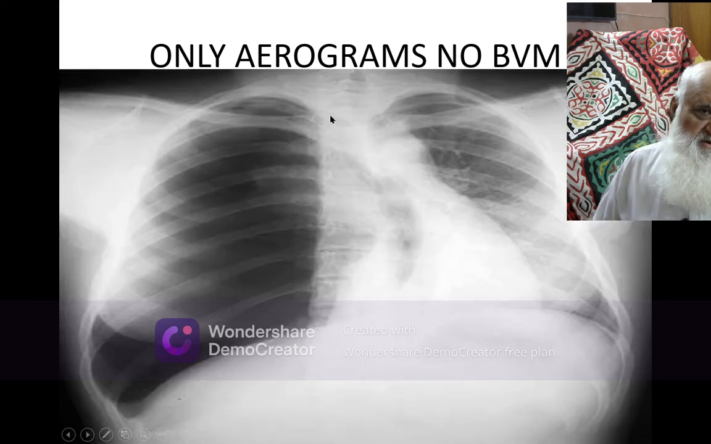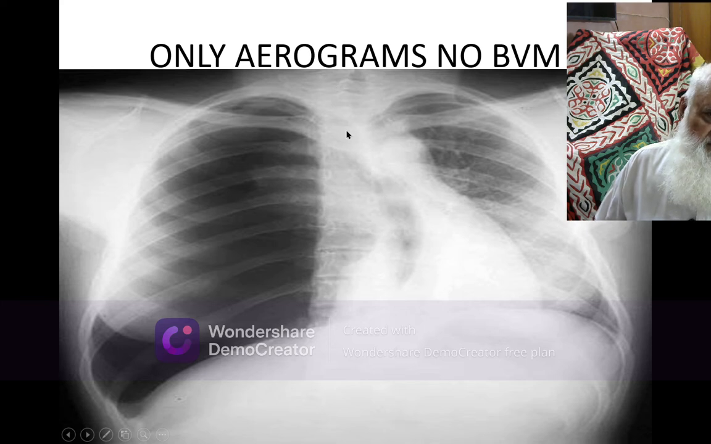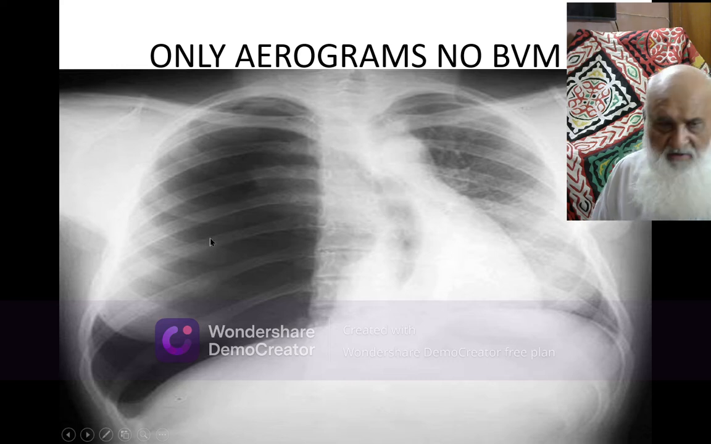Only aerograms. This is the part of the lung which is left here, sticking on this side, pushing the mediastinum to the other side. It will cause a problem, and the patient will die because of cardiac arrest at one time. And this is the trachea. Look, the trachea is shifted here. So look at the shifting of the trachea, the pushing effect of this large pneumothorax.